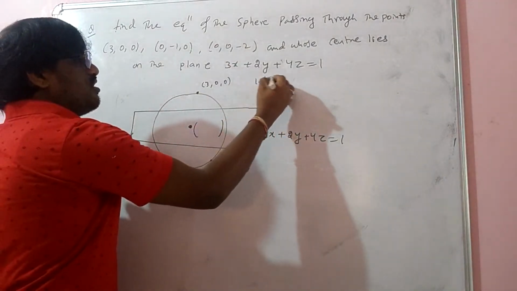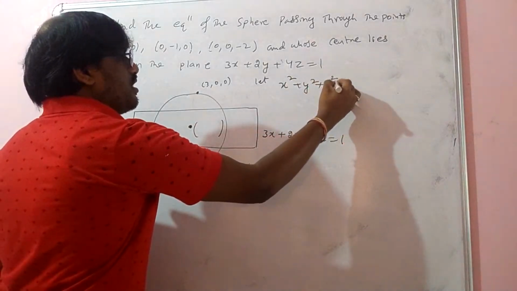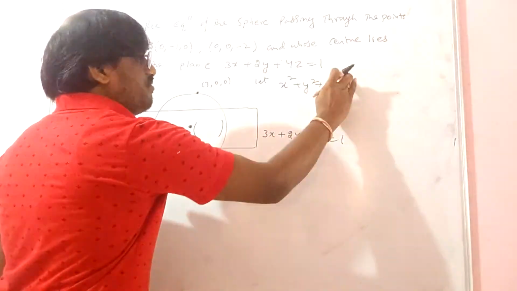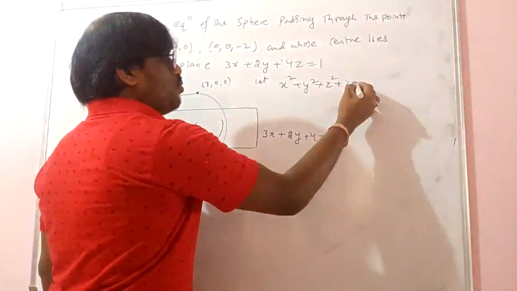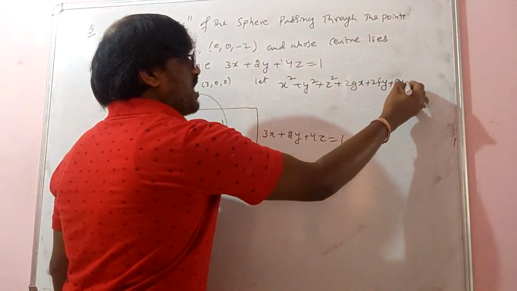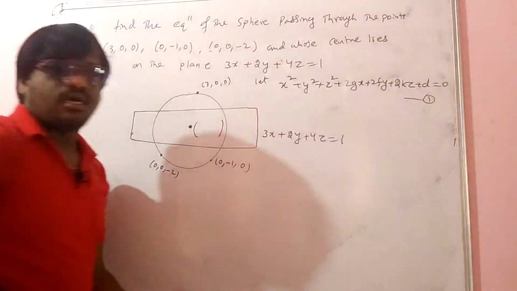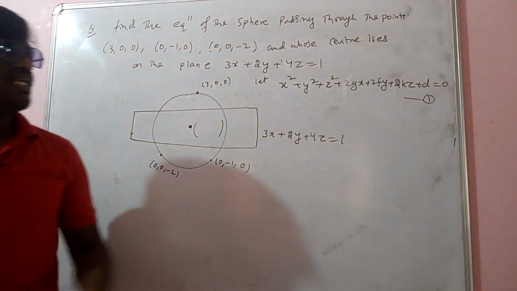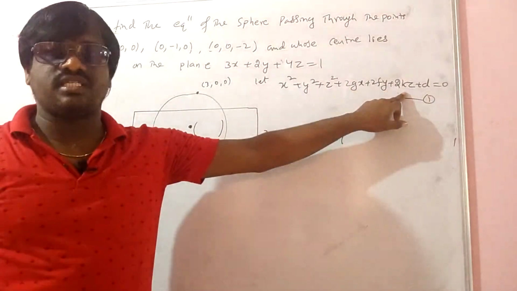Let us take the equation of the sphere as x square plus y square plus z square plus 2gx plus 2fy plus 2kz plus d is equal to 0. I'll give you the method, you can solve it. This is the equation of the sphere. Are you getting it?